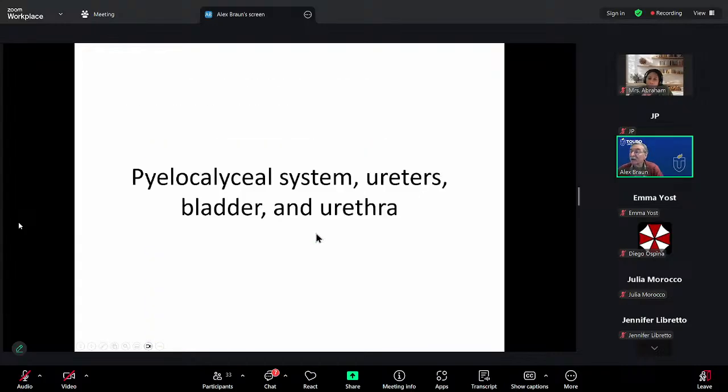Okay, let's talk about the excretory system of the kidney, the calyceal system, ureters, bladder, and urethra. Yes, I'm just having a hard time being able to differentiate the distal convoluted tubule and the collecting duct. Is there a way that you can give us a way to figure that out?